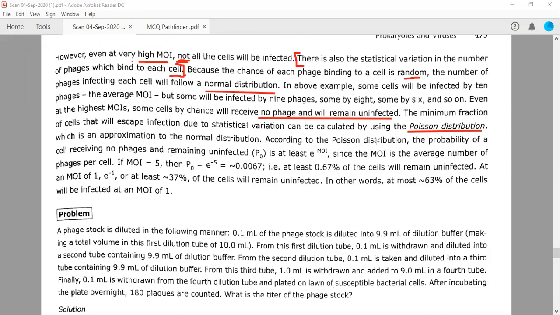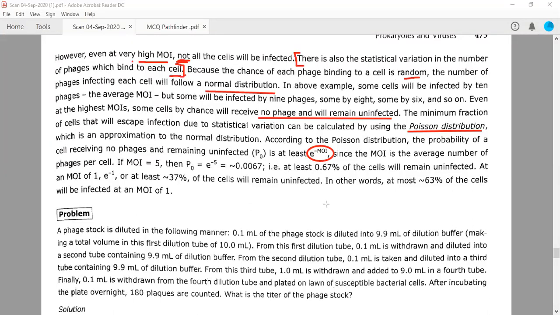According to the Poisson distribution, the probability of bacterial cells receiving no phage at all, no virus, or which are uninfected even at this multiplicity of infection is shown by P naught, right? So this number P naught is actually the fraction of bacterial cells which are not infected by any viral particle, and it is e to the power minus MOI. Now you need to remember this. This is also important. So this will give you a number that is actually e to the power minus multiplicity of infection.